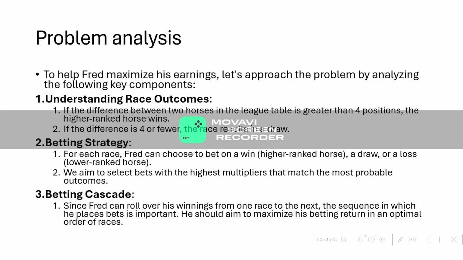And the betting cascade: since Fred can roll over his winnings from one race to the next, the sequence in which he places bets is important, because he aims to maximize his betting return with an optimal order of races.